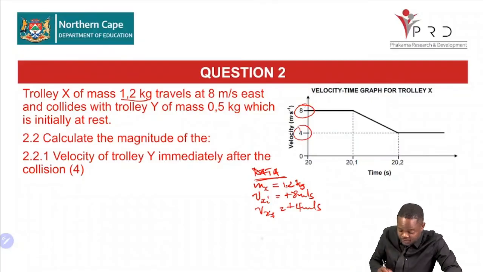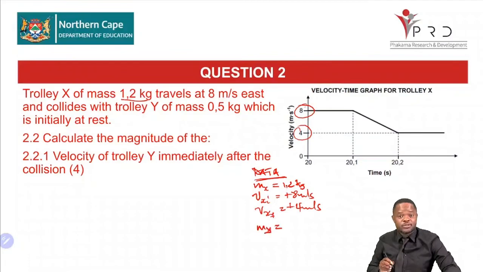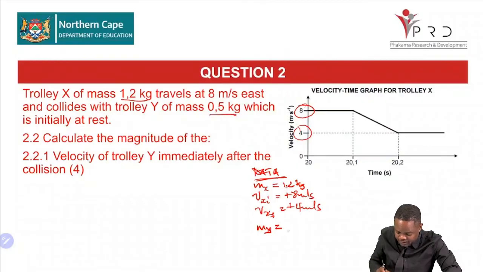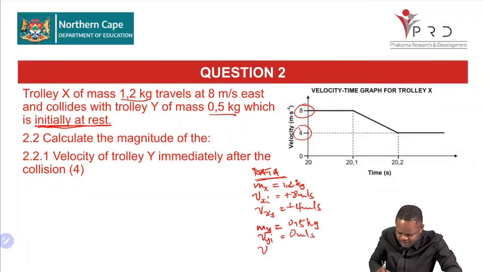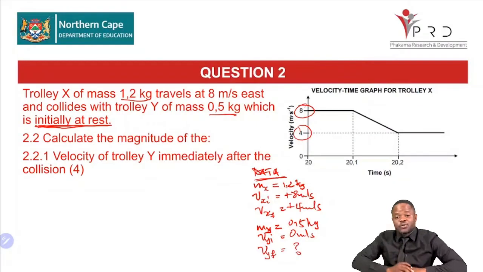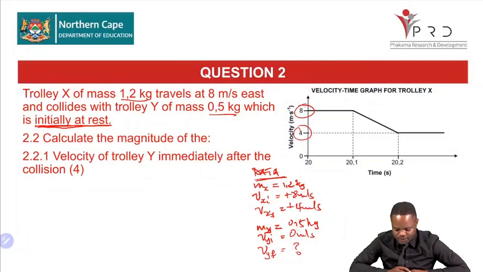All right, let's look at trolley Y. What is the mass of Y? The mass of Y, we're given there, is 0.5 kilograms. And what is the initial velocity, Vyi, of trolley Y? Remember, we're told initially at rest. That is communicating something to you. That is 0 meters per second. What is the final velocity of trolley Y? This is what we want to calculate. This is all the data that we need to calculate the velocity of trolley Y immediately after the collision.